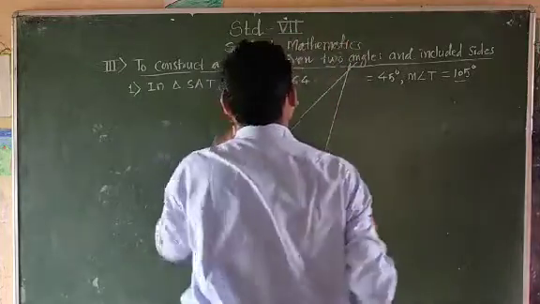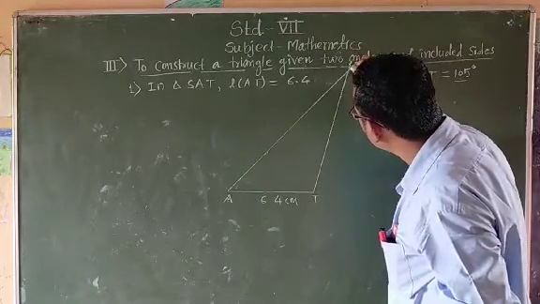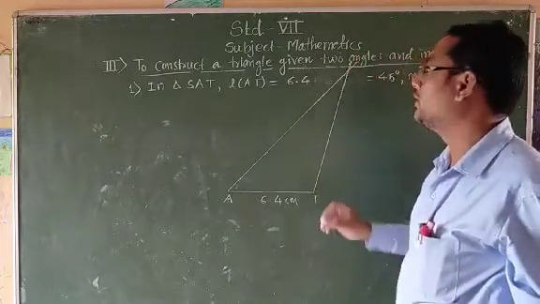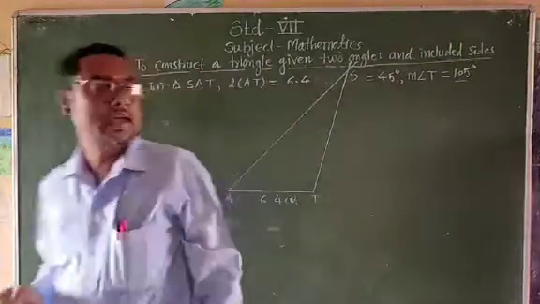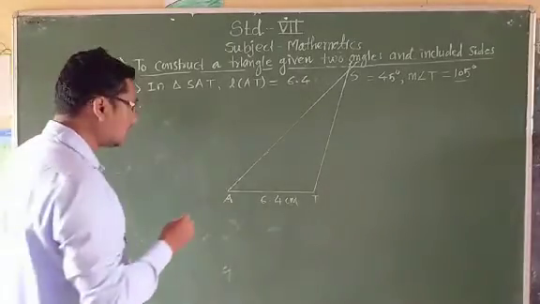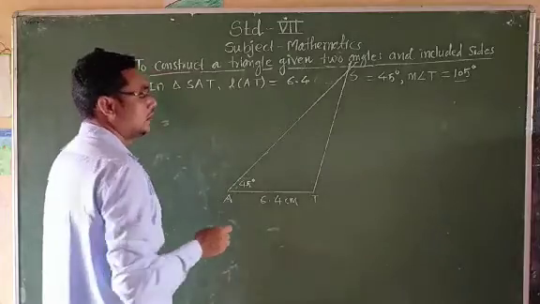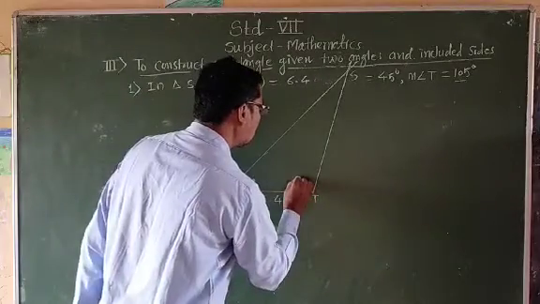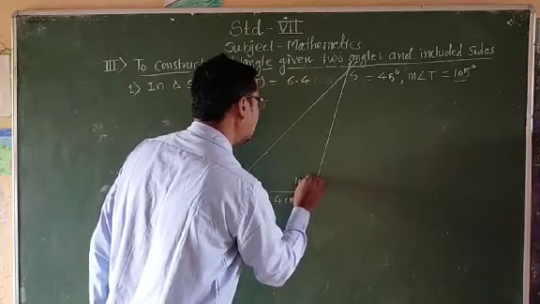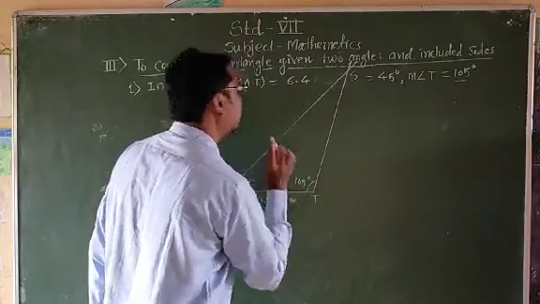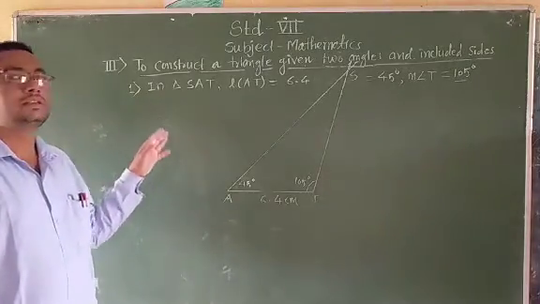Look here. The intersection of the two rays is point S. This angle is 45 degrees, which you have to mention here, and angle T, how much? 105 degrees. This angle is 105 degrees. Now we construct this triangle SAT.